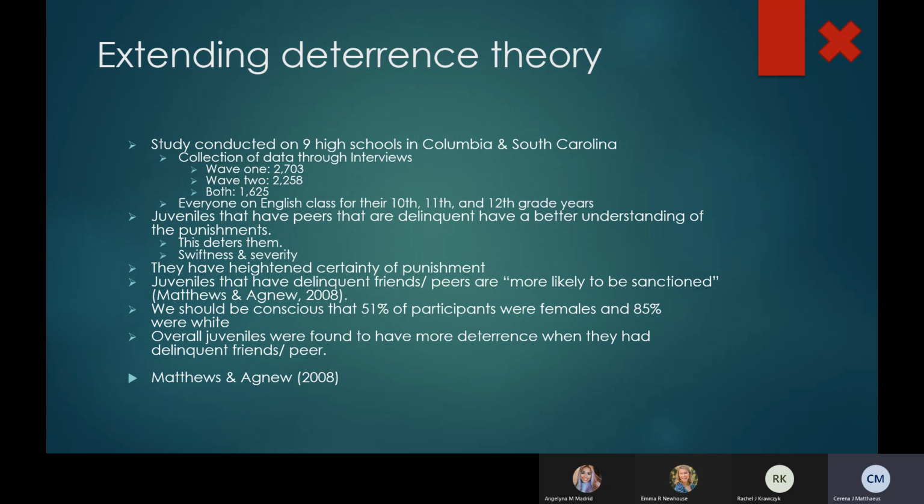And juveniles that have delinquent friends and peers are more likely to be sanctioned, which means they're more grounded and they know that they shouldn't do those things because they saw what happened to their friends or their peers. We should be conscious, though, that 51% of the participants in this survey or interviews were females, and 85% of them were white, both male and female. And overall, juveniles were found to have more deterrence when they had a delinquent friend or peer because they saw the severity, swiftness, and the certainty of punishment from their peers.